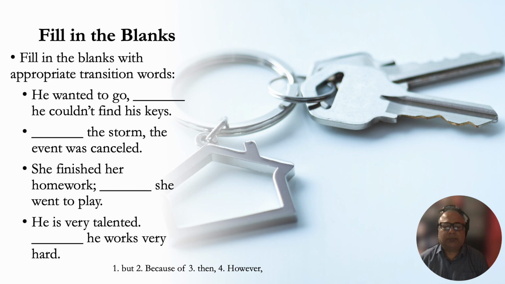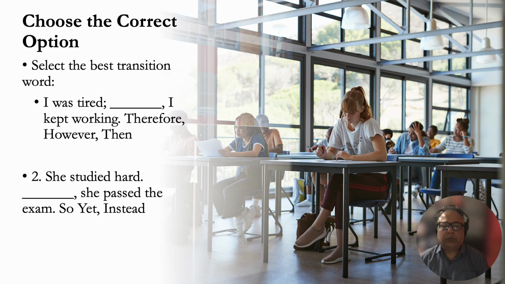Okay, number 1 is but, number 2 is because, number 3 is then, and number 4 is however. How did you do? Did you do well? I hope you got all of the answers correct. Okay, choose the correct option. Select the best transition word.